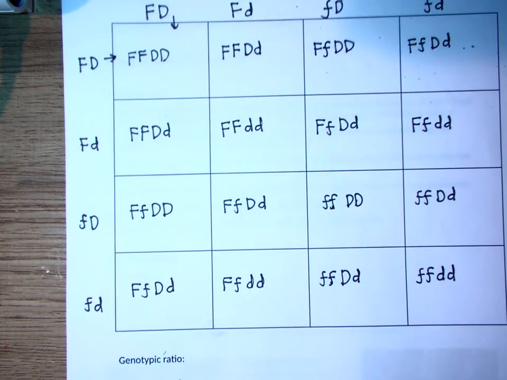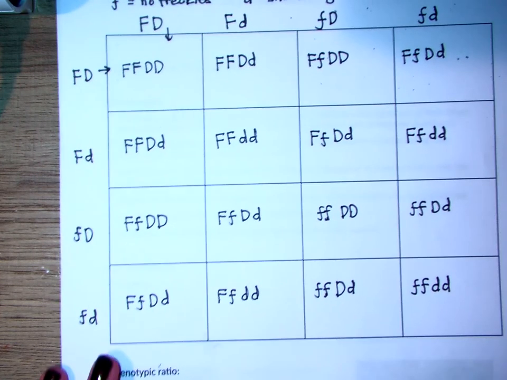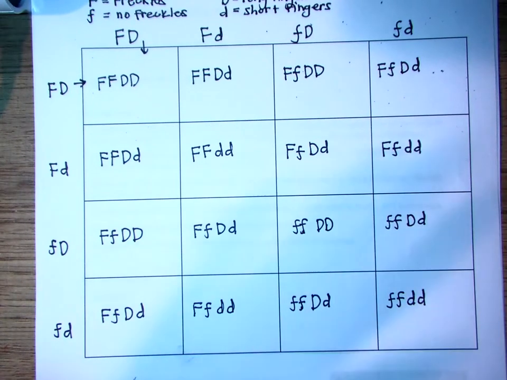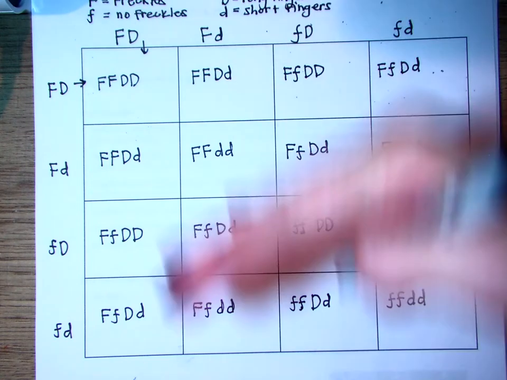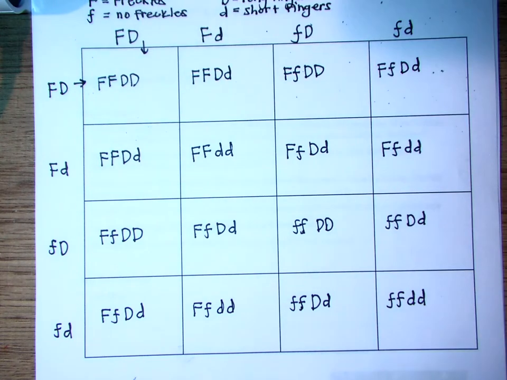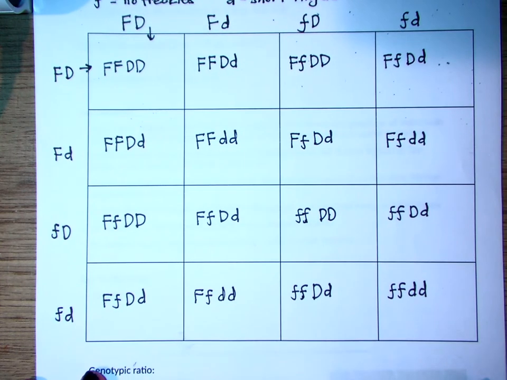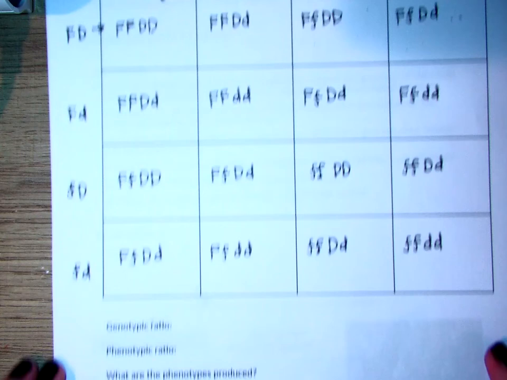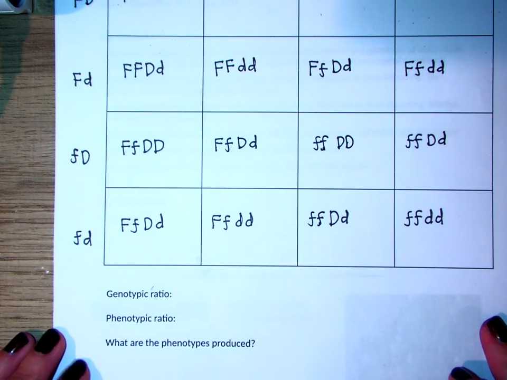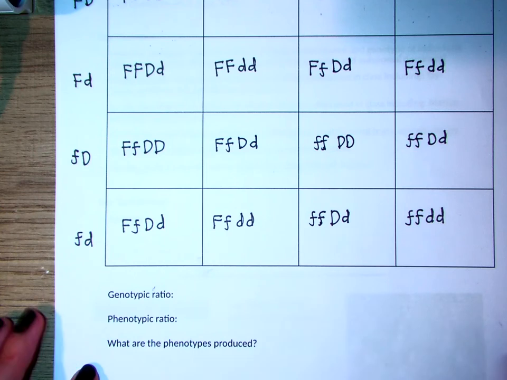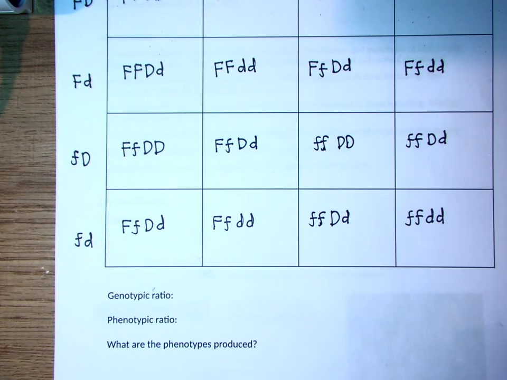Alright, so I did that pretty quick. I'm trying to figure out what's causing this shadow here. Is it me? If you need to pause it for a second and get that filled out, you can. And then down here, you'll need to give the genotypic ratio, phenotypic ratio, and the phenotypes produced.